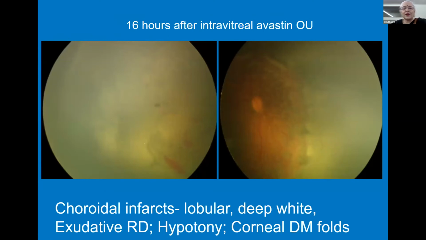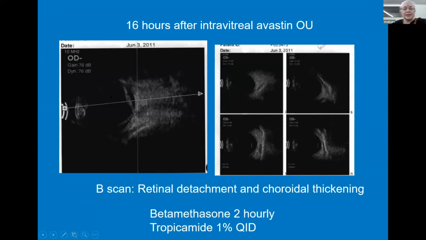And when I saw it, to my horror, you can see the baby had these large globules of choroidal infarcts. The whole thing looked white. And I was like, is this infection? Is this choroidal ischemia? The patient had Descemet's folds. The eye was totally hypotonic. This was the first time this had occurred. This is 16 hours after the injection, exudative RD. And if you don't believe it, it's here on the ultrasound. There was total RD, complete choroidal thickening, and it seemed as if it's a shutdown.